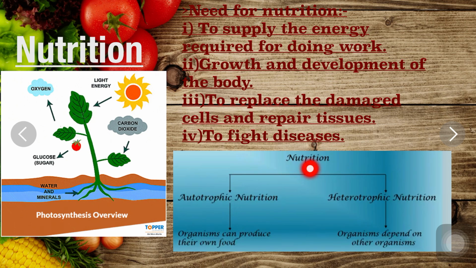Now, students, nutrition is divided into two categories: autotrophic nutrition and heterotrophic nutrition. Now let us see what is autotrophic nutrition. Some organisms can produce their own food and thus nourish themselves. Auto means own food, so it is autotrophic nutrition. Now heterotrophic nutrition: some organisms depend on other organisms, plants or animals, for their food. This is called heterotrophic nutrition.